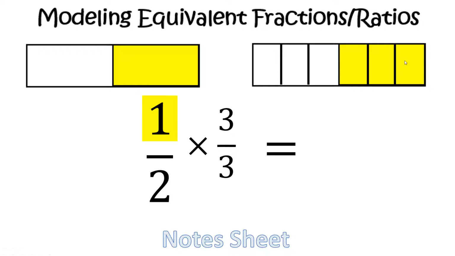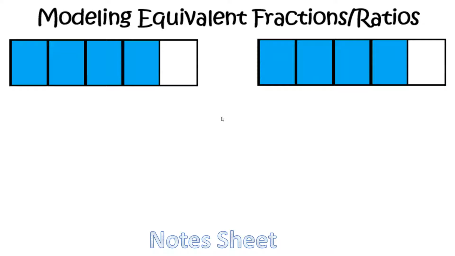What we've done is we've cut these into 3 equal pieces. So we've multiplied by 3, and we've multiplied each of these by 3. And so we get 3, 6.